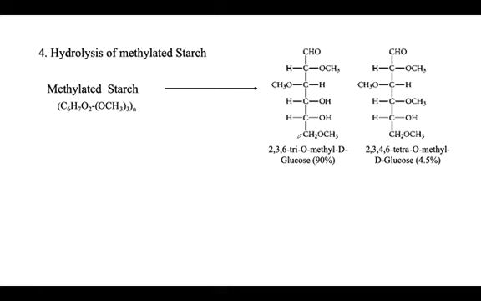2,3,6 tri-O-methyl-D-glucose and 2,3,4,6 tetra-O-methyl-D-glucose. The tetramethyl-D-glucose was around 4.5% and the 2,3,6 tri-O-methyl-D-glucose was around 90%. So this 4.5% indicates that there is a chain length of around 30 to 40 glucose units present.